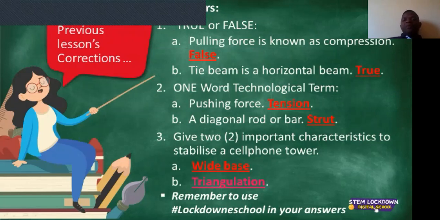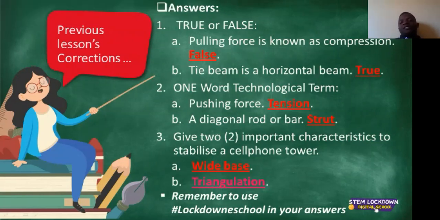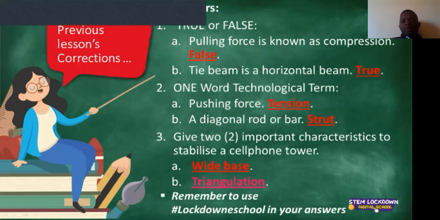So number 1A, pulling force is known as compression. That is false because a pulling force, ladies and gentlemen, is what we call tension force because you're pulling in opposite directions. Now, if you are pulling things in opposite directions, the name of that force is not compression, it is actually tension force. All right, number 1B, we were saying tie beams are horizontal. Is that true? Is that false? Ladies and gentlemen, that is actually true. I hope you all got that correct.